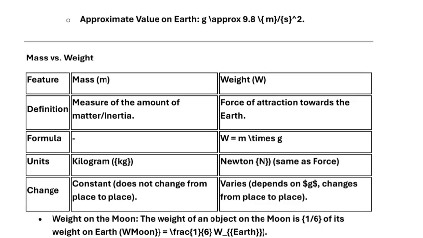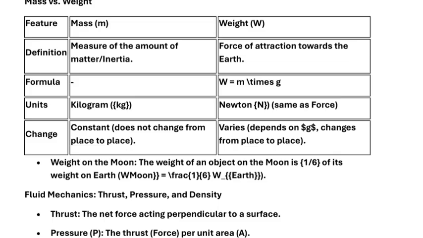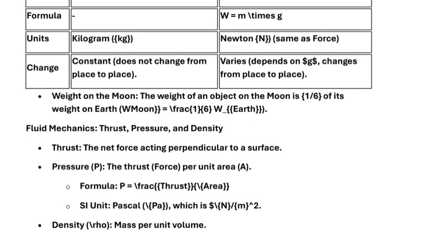Mass versus weight. Mass, m: a measure of the amount of matter, or inertia. Weight, W: the force of attraction towards the Earth. Formula: W = m × g. Units: kilogram, kg, for mass; Newton, N, same as force, for weight. Mass is constant and does not change from place to place. Weight varies, depends on g, and changes from place to place. Weight on the moon: the weight of an object on the moon is 1/6 of its weight on Earth, W_moon = 1/6 W_Earth.